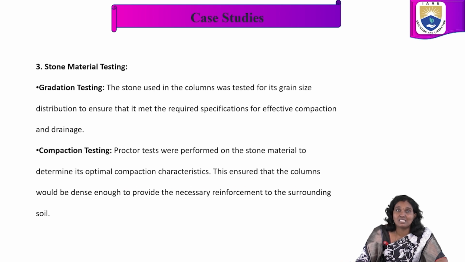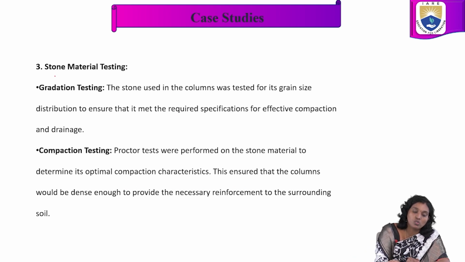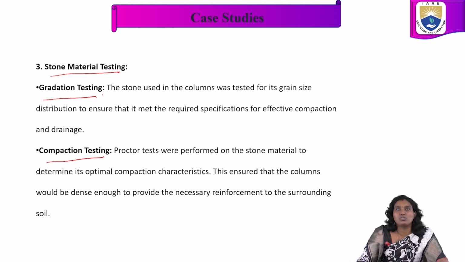Once the process is done, we go for the testing. Now, stone material testing, gradation testing, compaction testing. The stone used in columns was tested for grain size distribution to ensure that it met the required specifications for effective compaction and drainage.